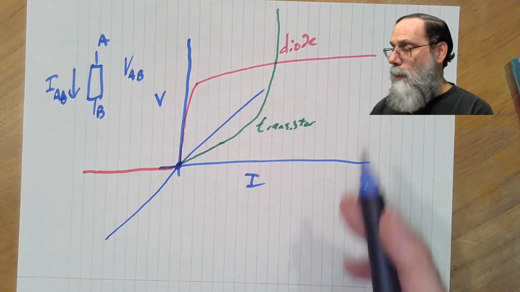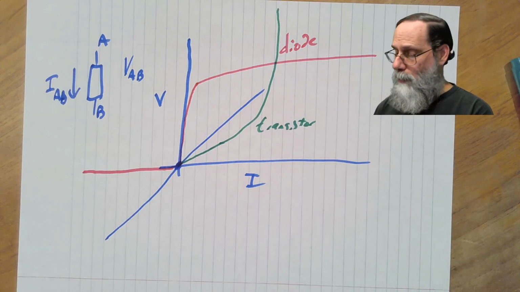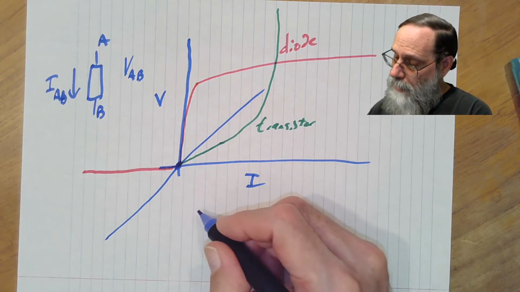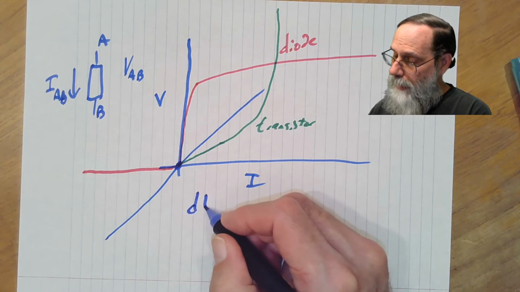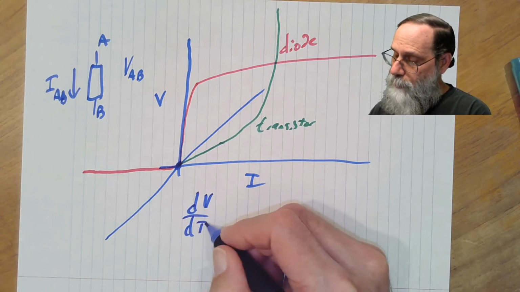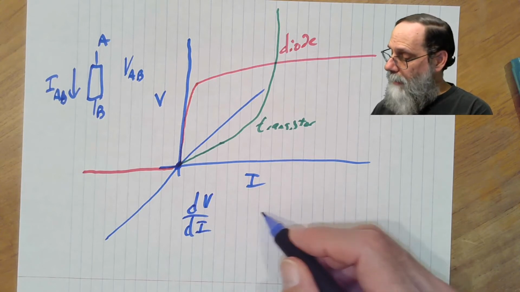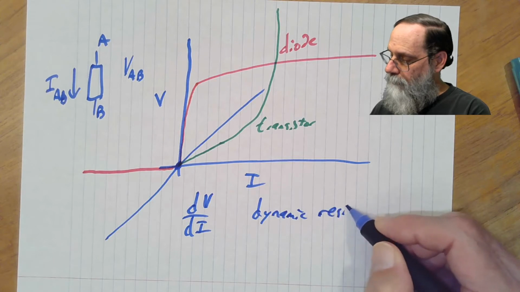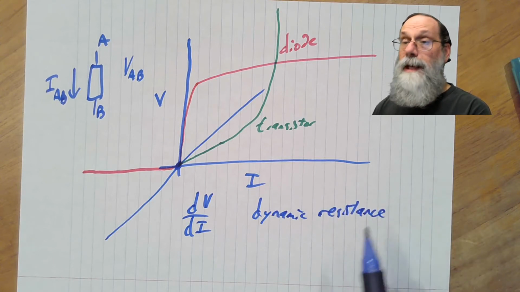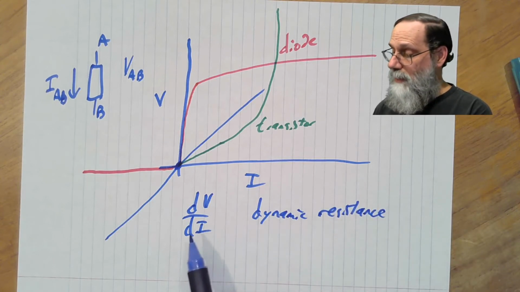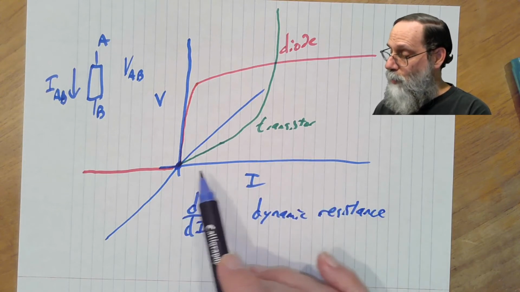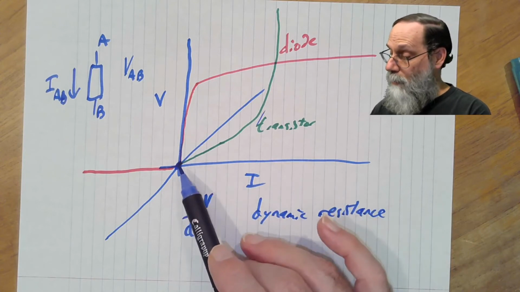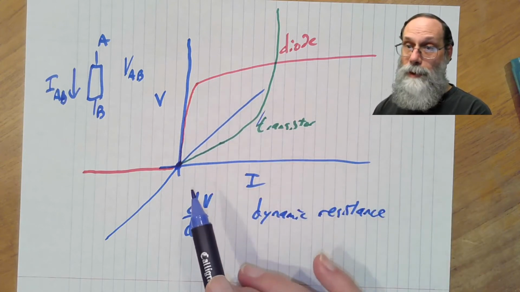Okay, so for all these components we have a common property, and that is we can look at the slope of the line, the derivative of the voltage with respect to the current. And that is called the dynamic resistance. And it's dynamic because it'll change for different points on the curve. The slope of the line here is different depending on what the current is. Slope of the line here changes depending on what the current is.